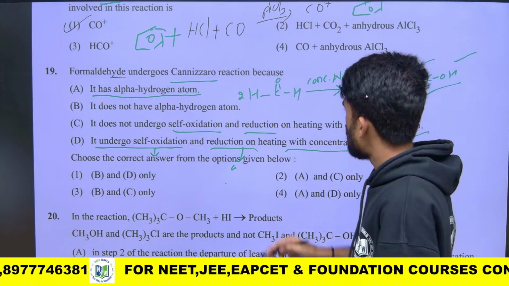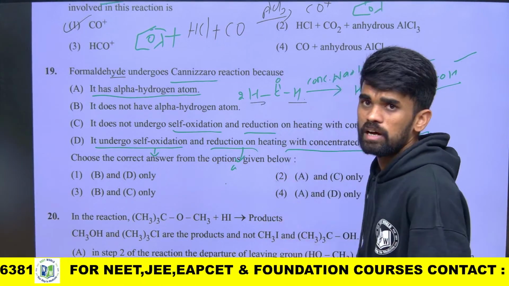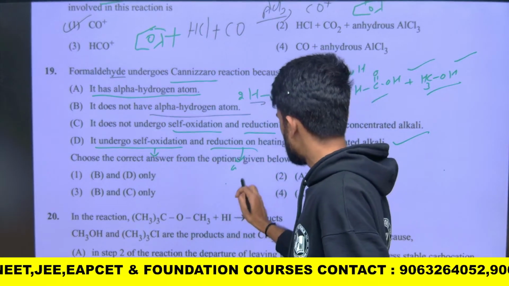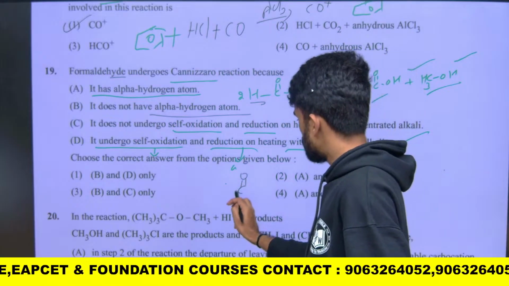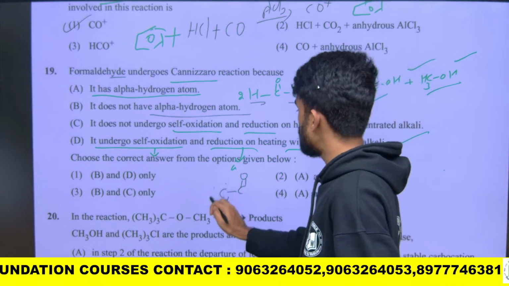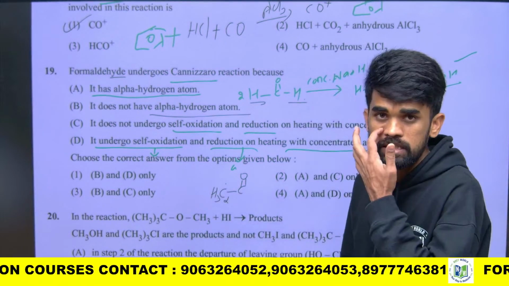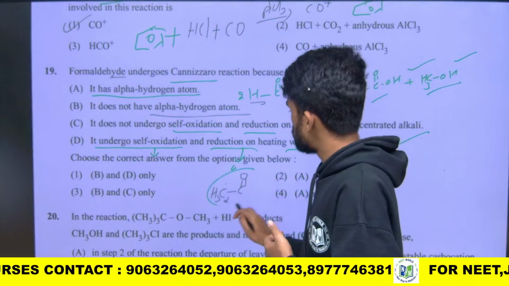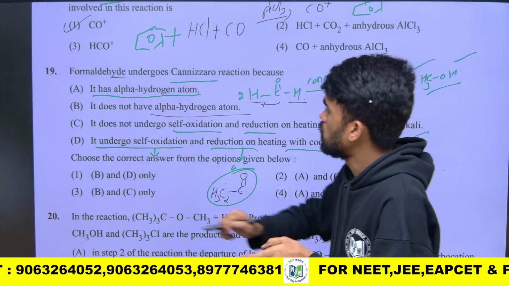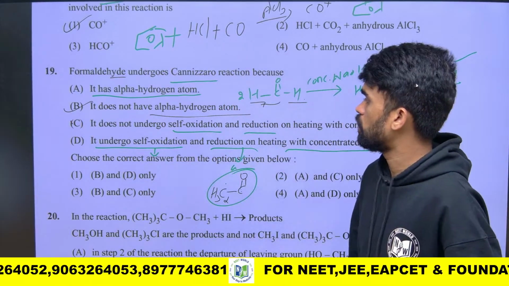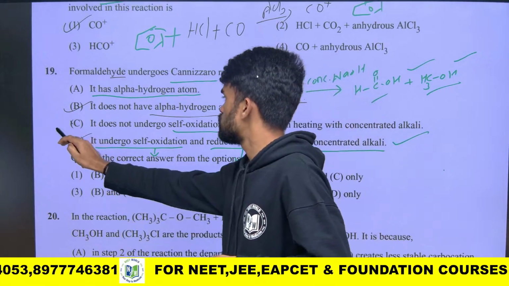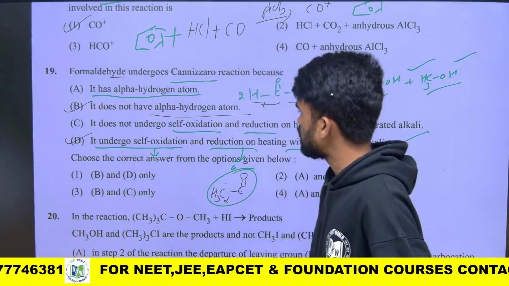Does it have alpha hydrogen? No. It does not contain alpha hydrogen. Alpha hydrogens: if this is a carbonyl group, the adjacent carbon is called the alpha carbon. If any hydrogens are present on it, those are called alpha hydrogens. But this kind of group is not present on formaldehyde, so it does not contain alpha hydrogen. It undergoes self oxidation and reduction.